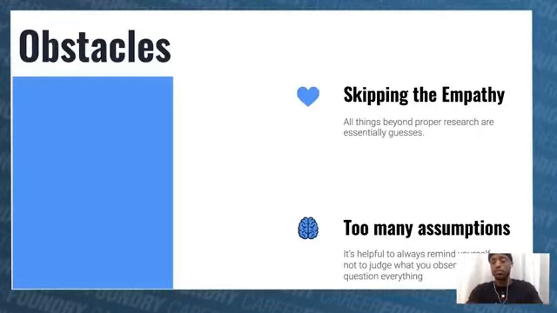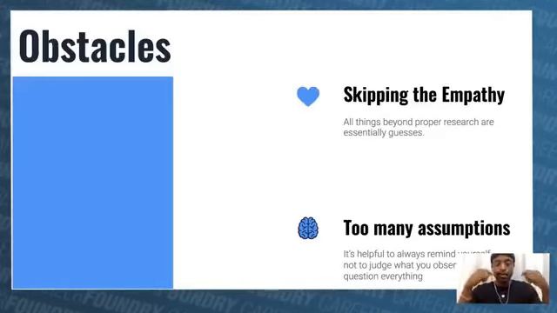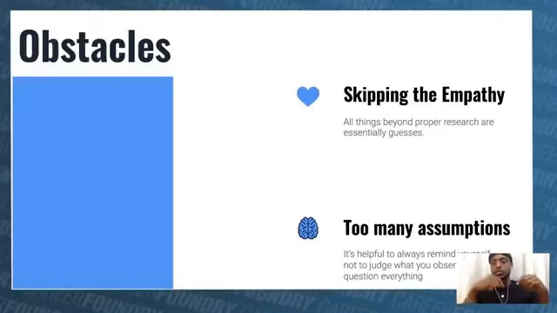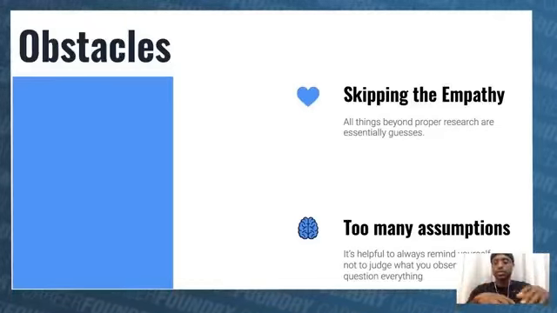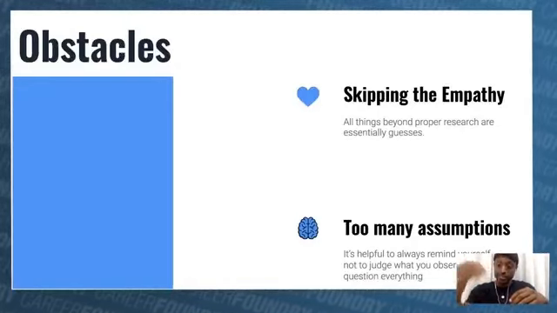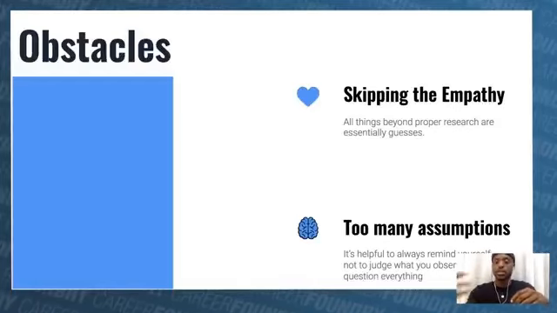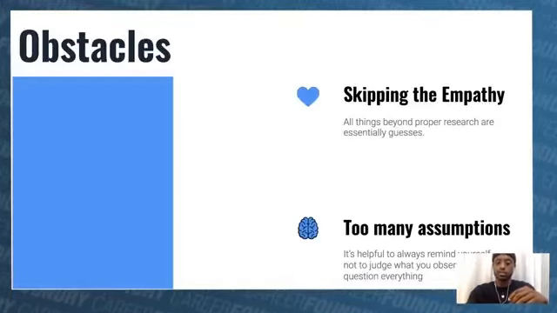The next thing is just having too many assumptions and assuming that you know what they're thinking. It's very helpful to remember not to judge what you observe, but to ask questions, question everything. So even if you find an insight, ask the user why, and continue to ask why, and validate your observation through their own understanding and not your assumption of what it is that you think you're seeing.